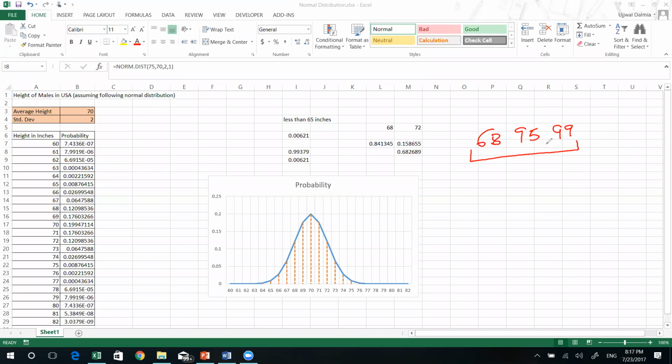What this rule says is that if you are one standard deviation away from the mean, so let's say if 70 is my mean and 2 is my standard deviation, and if I'm one standard deviation away, that is one standard deviation away from 70 is 72 on this side and 68 on this side, then the probability for this range of values, that is from 68 to 72, will be 68% or 0.68. Guys, everybody clear on what I've said, or you want me to repeat?